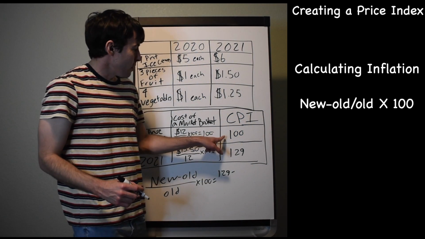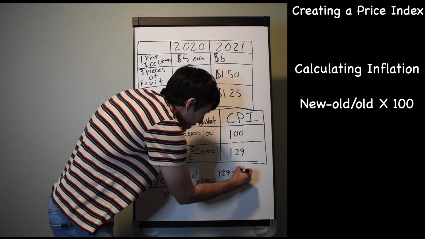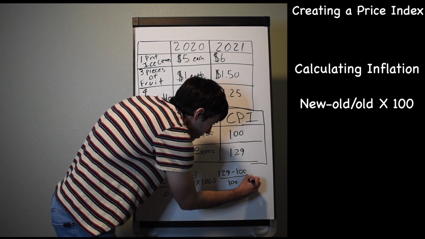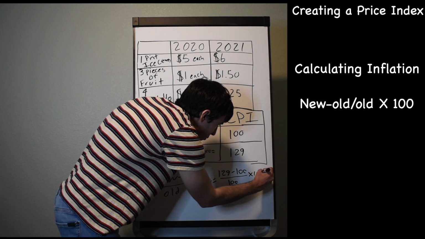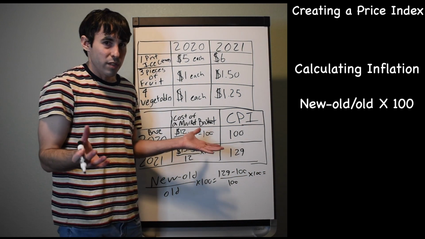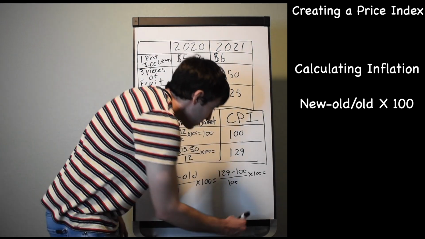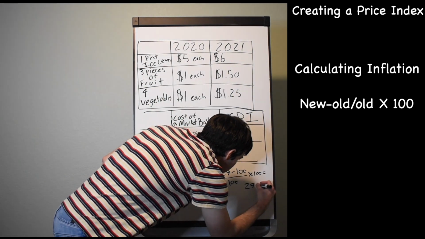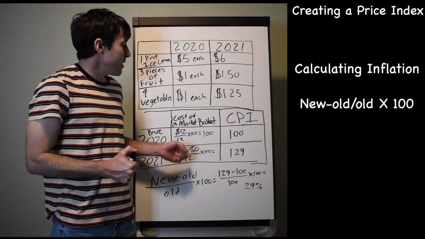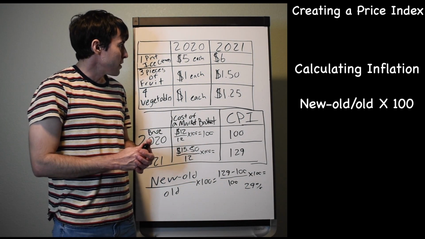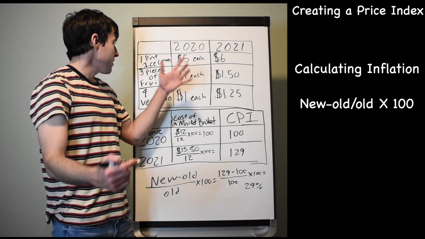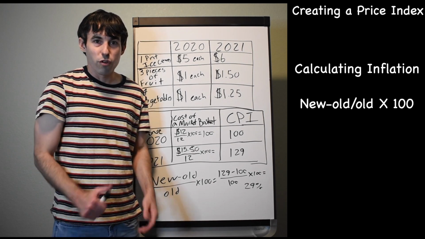Minus the CPI from the old year, which is 2020, and that's 100, divided by the CPI from the old year, which is still 100, and then multiply the whole thing by 100, and that's just going to be 129 minus 100, that's 29, divided by 100 times 100 comes out to 29%. So I experienced a 29% inflation rate in my little pretend country I made up here, where a market basket consists of 1 ice cream pint, 3 pieces of fruit, and 4 vegetables.